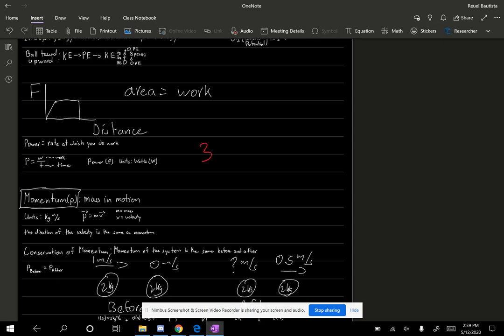So let's say you do 300 joules of work over 3 seconds. That means you have 100 watts of power. Okay, that's pretty much what it means. And it has a unit of watts, or W.